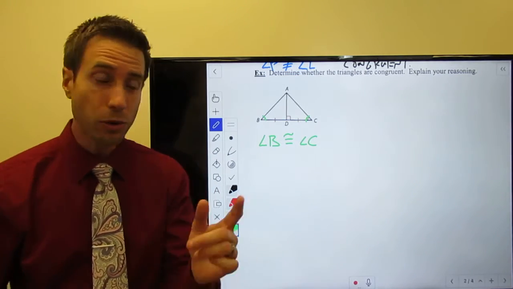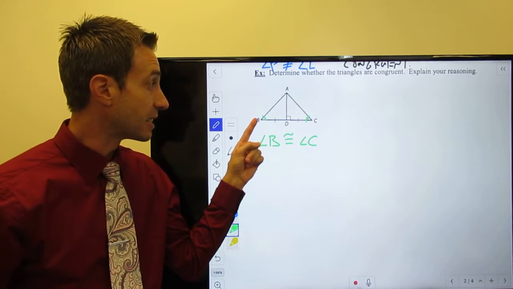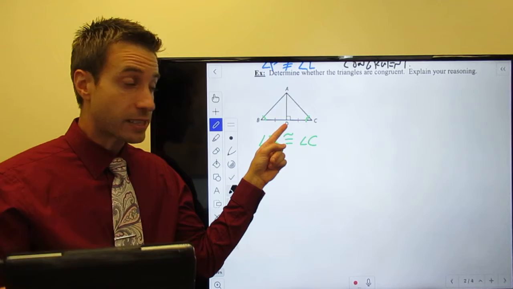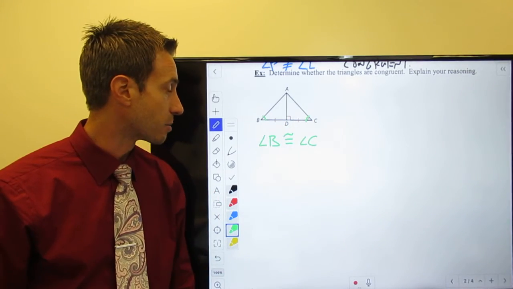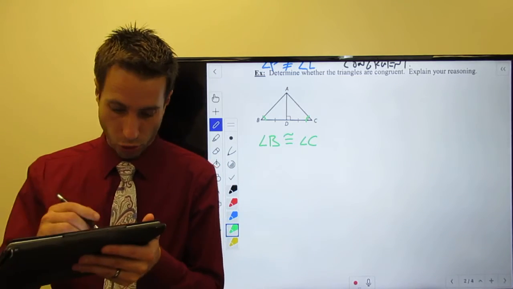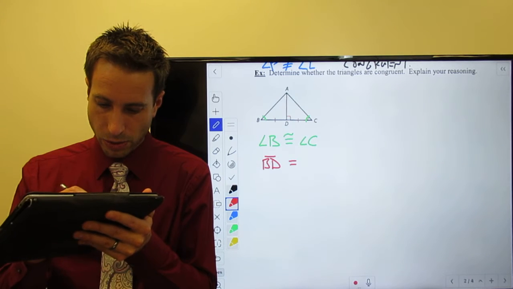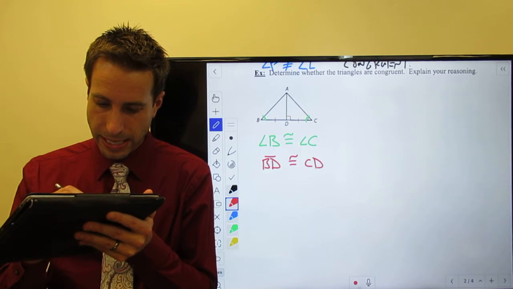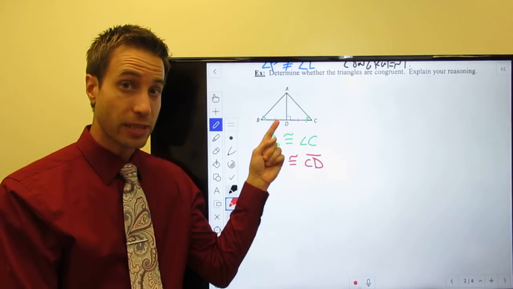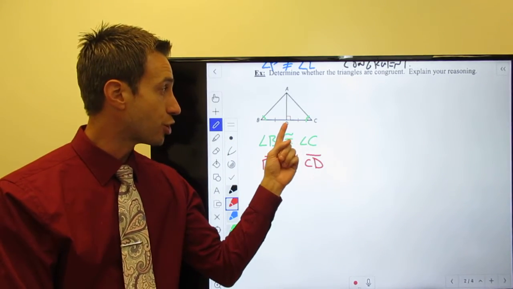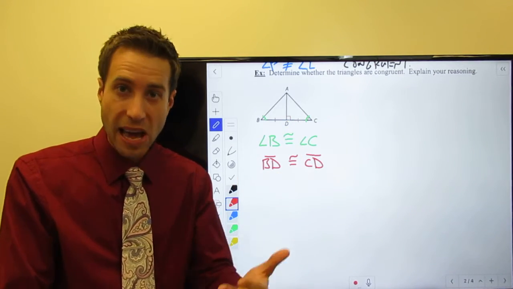What else do I know? Well, look at the diagram, right? What do those little hashes tell me? Those little hash marks tell me that the segment BD is congruent to the segment DC or CD, whichever way you want to say it, doesn't matter. So I know that segment BD is congruent to segment CD. Awesome, so far I'm off to a great start. I got an angle, I have an included side. All I have to now show is that angle D is congruent to angle D.